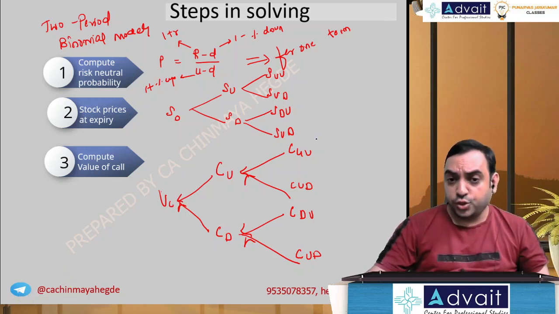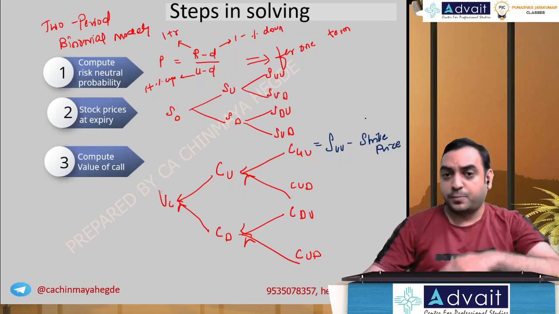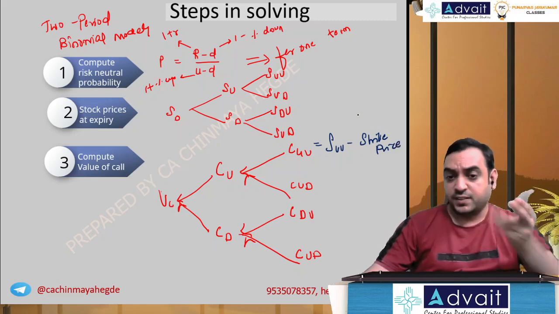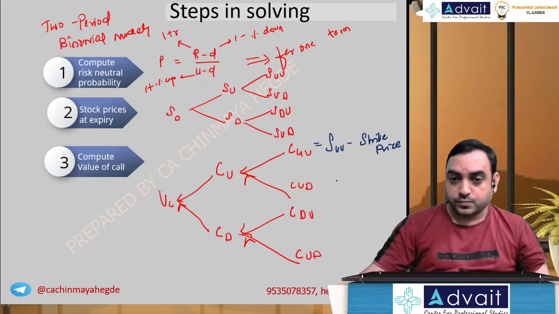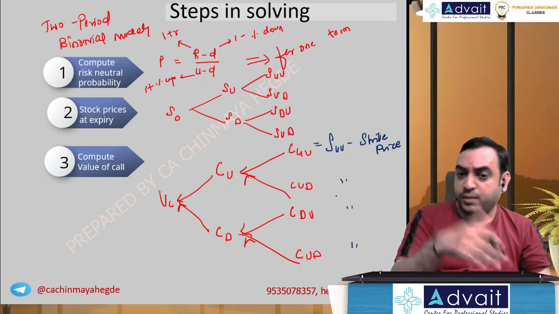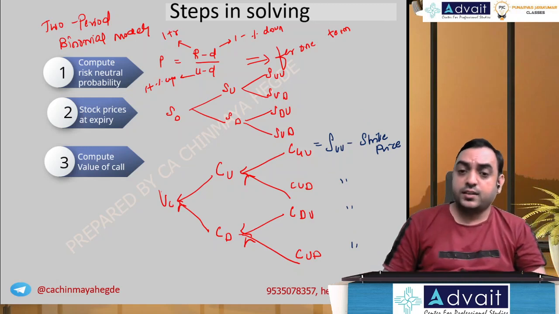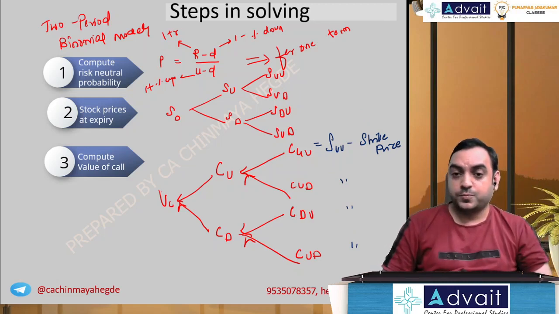Okay. Now CUU, how do you calculate? The spot price and strike price difference. That is market price SUU minus strike price. Market price minus strike price. This is for a call option. Put option means reverse. Similarly for CUD, minus strike price, all those things. So we get the 4 intrinsic values.